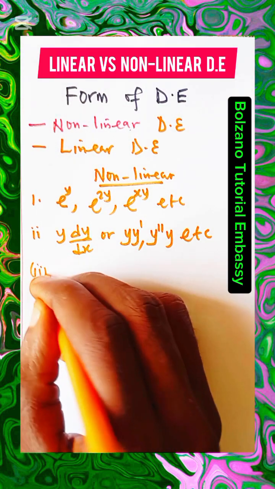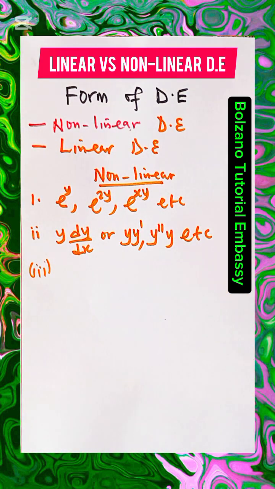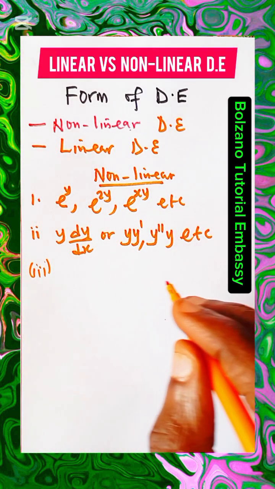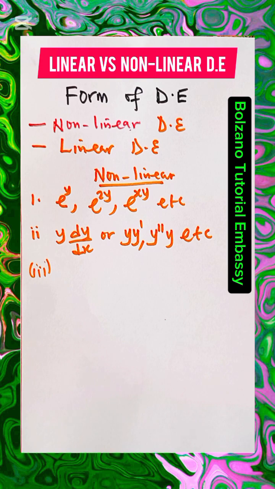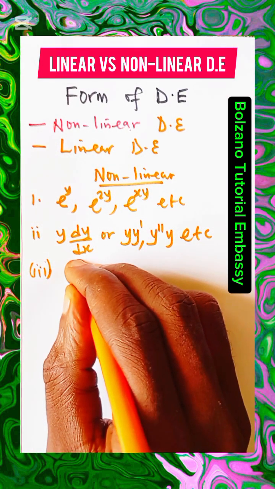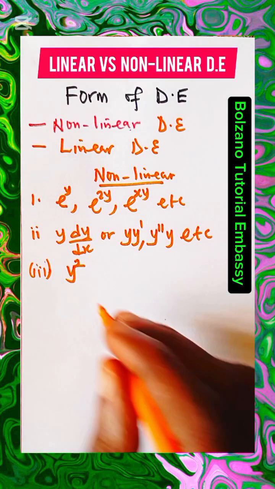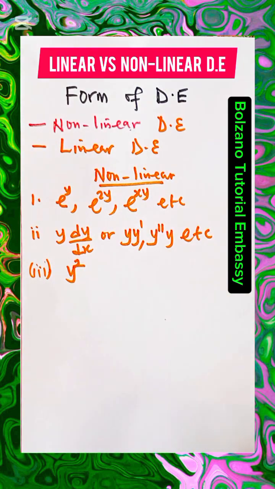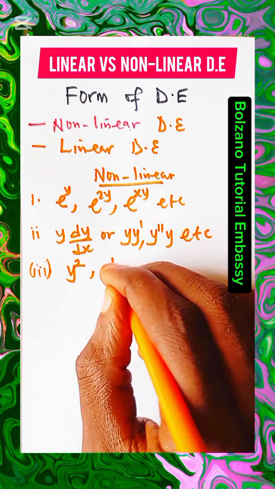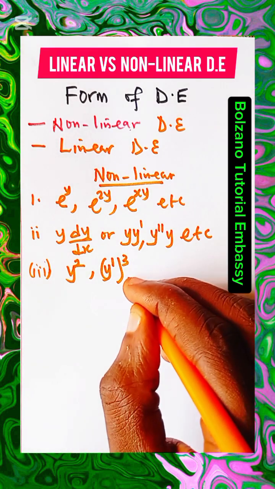Number three, when the differential equation contains a power of the dependent variable or a power of the derivatives, it is non-linear. For example, if the dependent variable y is raised to a power other than 1, let's say y to the power 2 or y to the power 3, because y is the dependent variable, then that differential equation is non-linear. Also, if the derivative of y, say dy/dx or y prime, is carrying a power, let's say power 3, then that differential equation is non-linear.